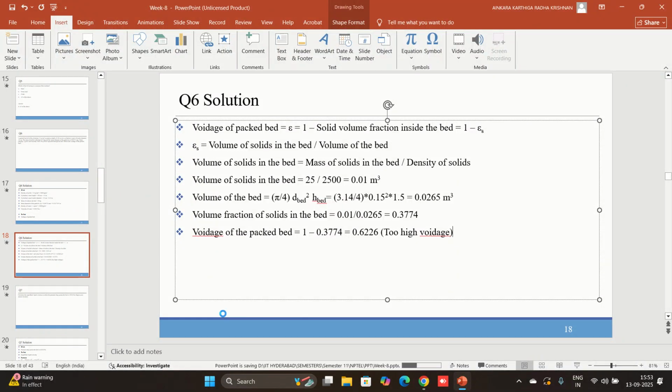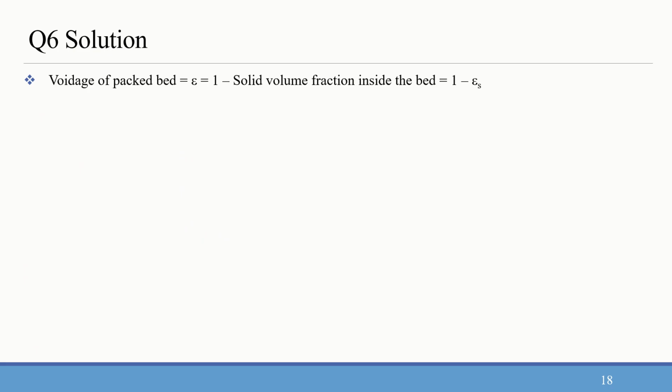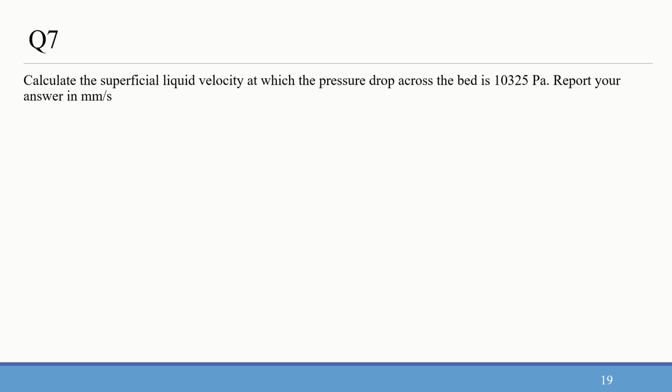So that is for question 6. Now we will go to question 7. Question 7 is, calculate the superficial liquid velocity at which the pressure drop across the bed is 10,325 Pascal. Report your answer in mm per second. So what are we asking? We are asked to find the superficial liquid velocity at which the pressure drop across the bed is 10,325 Pascal.